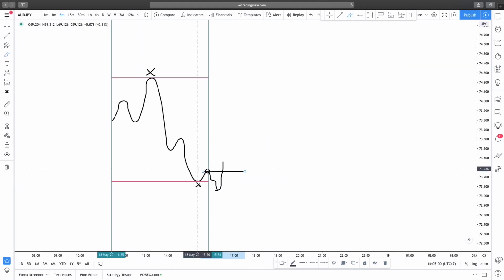Nothing's perfect. It's very important to note that nothing is perfect. It can fail. But when we see the impulsive move that breaks the high that took out the orders, the potential of a low being formed here is significantly increased. We can then take trades off the prior high, so we can set a limit order if we want to, risk at the low, and hope for a retest and hope for the market to trend away.